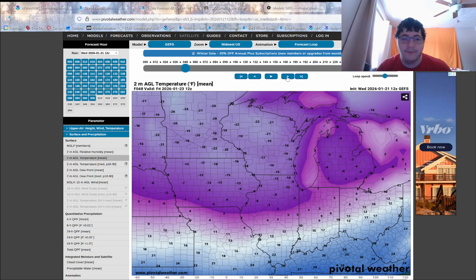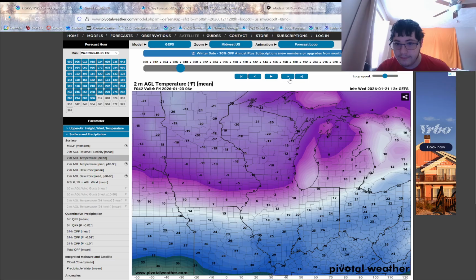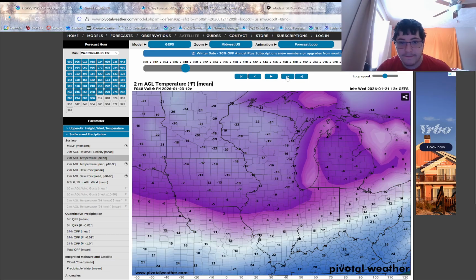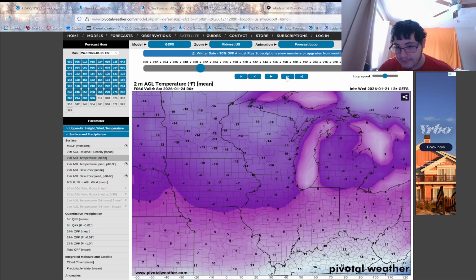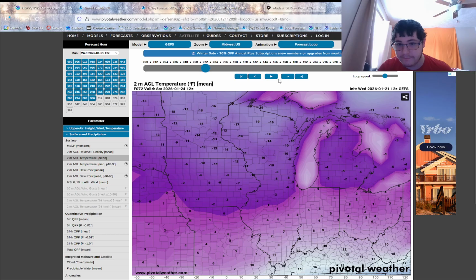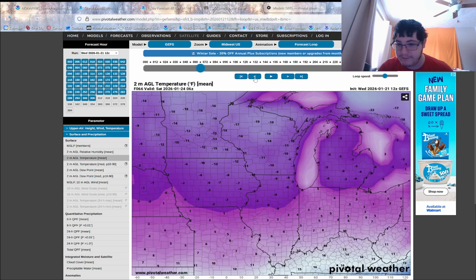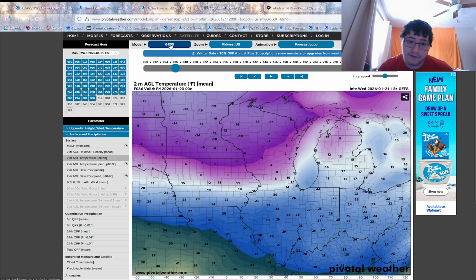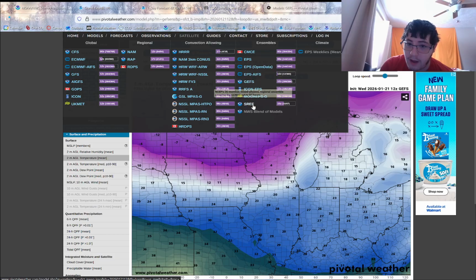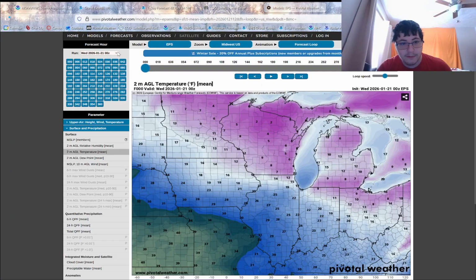Tomorrow night into Friday morning, it gets cold. -4 showing up here on the ensemble. Then as we head into Friday night into Saturday morning, it's still very much the same, very cold. But that's not the only ensemble we can look at. We can look at the European model here.